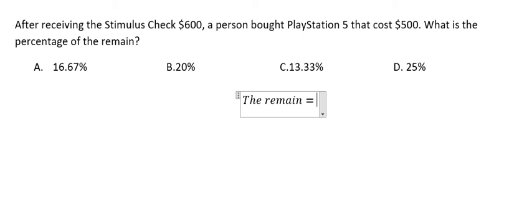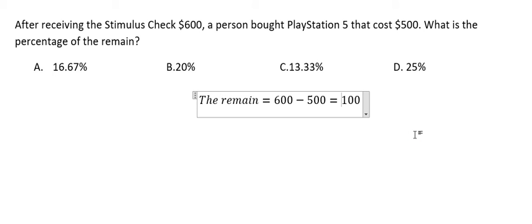The remain is $600, the money you received, minus $500, and you get about $100.